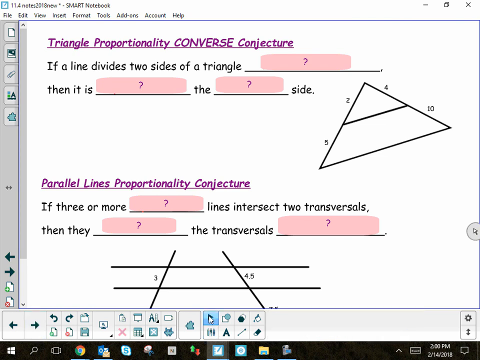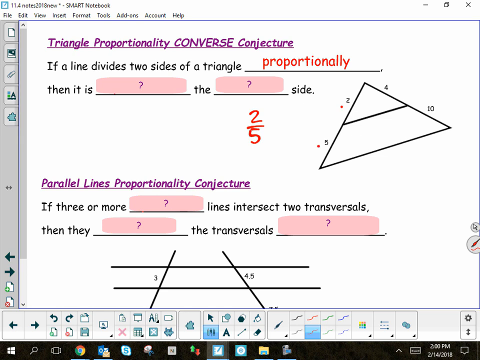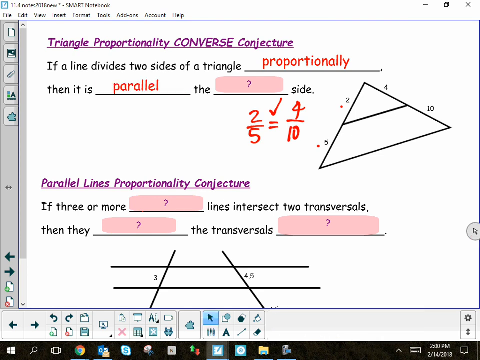So if you see a line and it divides the triangle proportionally, for instance, in this example right here. So here we have 2 is to 5, right here to here, as 4 is to 10. Do those equal? Yes, they do, because 4 over 10 reduces to 2 over 5. So if that is true and they are proportional, then it's got to be parallel to that third side.